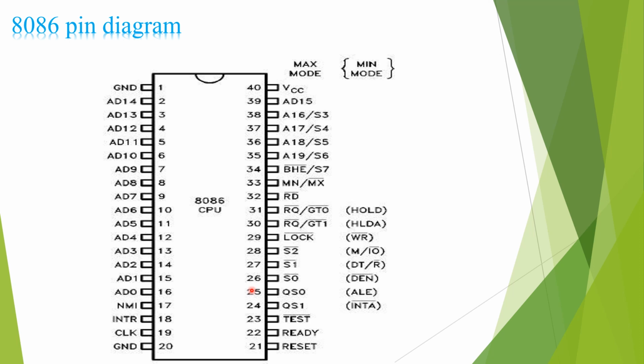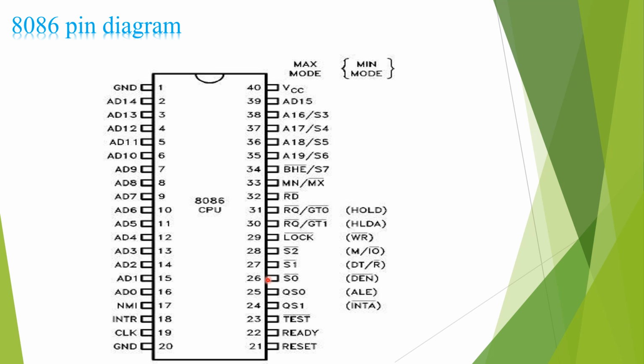After that, DEN. Here DEN, S0. It stands for data enable. It is available at pin number 26. It is used to enable the transceiver, meaning transmit and receive, 8286. The transceiver is a device which is used to separate the data from the address and data.